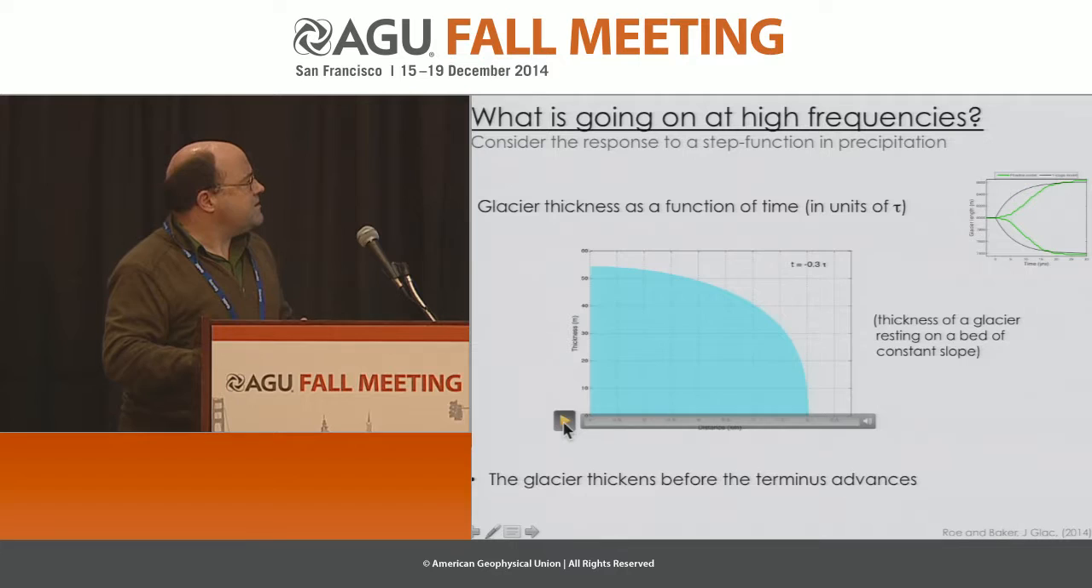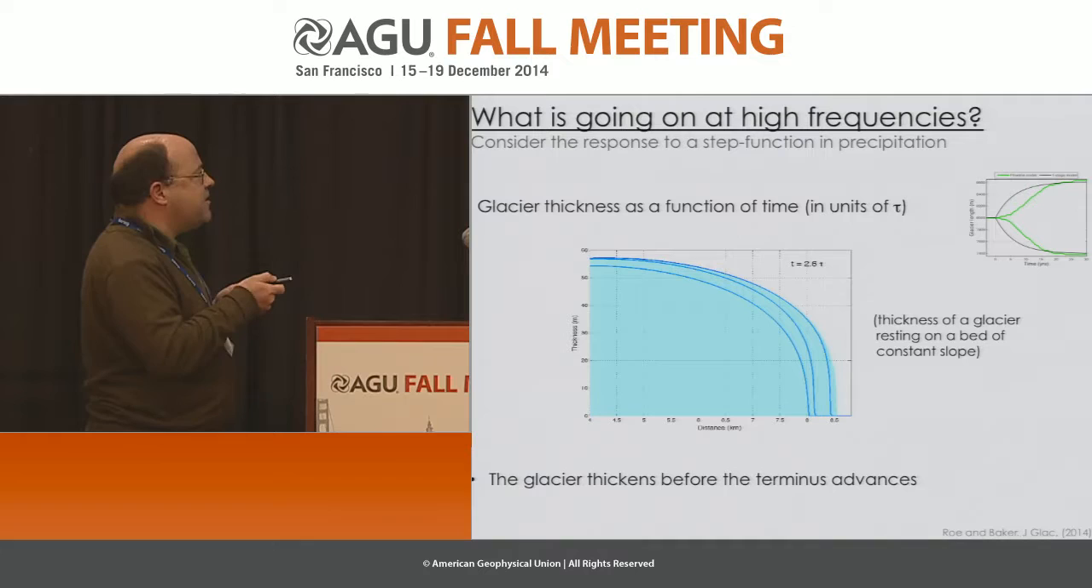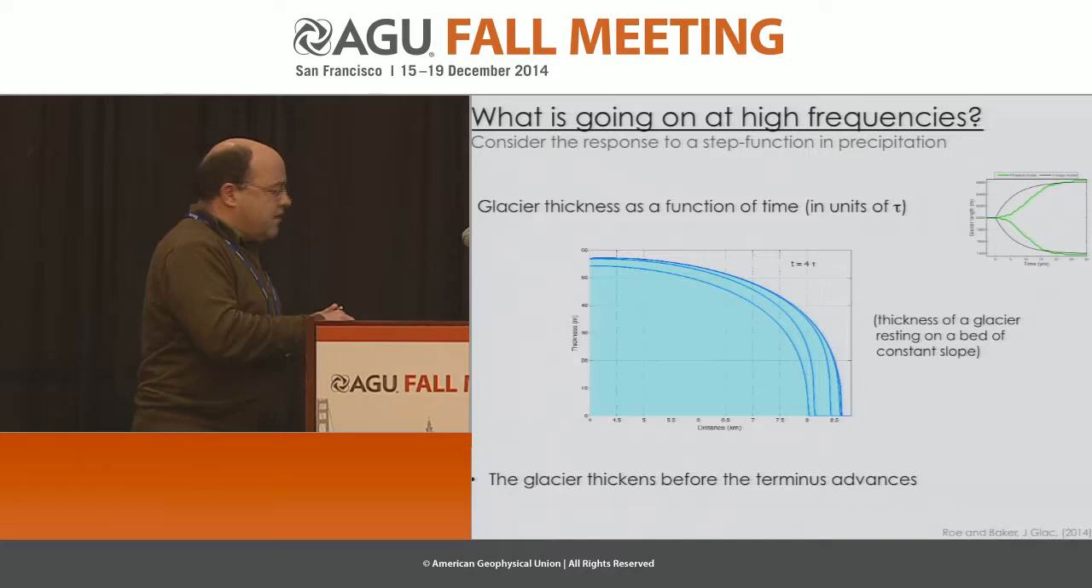So this is an animation of the thickness profile for the glacier in response to an increase in accumulation. The lines come on every one tau's worth of time elapsing. The point I want to make is that the interior thickness approaches equilibrium much faster than the length approaches equilibrium. Within just one tau, we're pretty much all the way to equilibrium, whereas the length takes a longer time to get there.